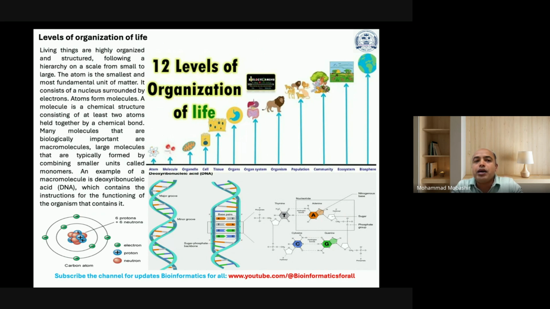Many molecules that are biologically important are macromolecules, large molecules that are typically formed by combining smaller units called monomers. An example of a macromolecule is DNA, that is deoxyribonucleic acid. It contains the instructions for the functioning of the organism that contains it. And here you can see this is representing the atom with electrons, protons, and neutrons. And then here it is the level of organization.